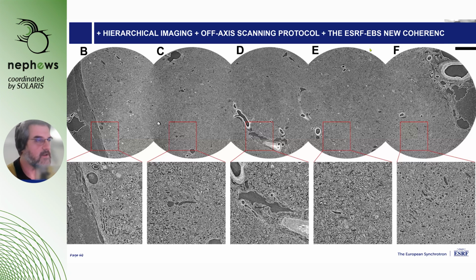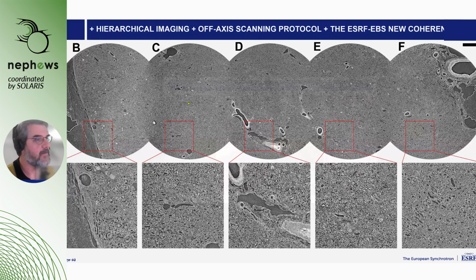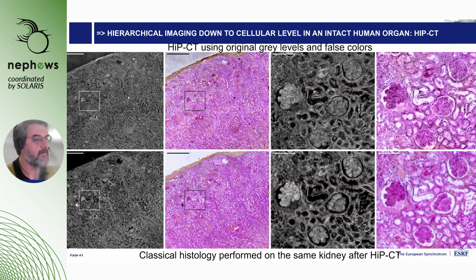To show that it was really a powerful technique, on the top line you have the picture from the synchrotron. On the bottom line, you have the picture from the same organ that has been cut and imaged with a microscope, so with the normal histology. And you can see a nearly perfect match between the two pictures.